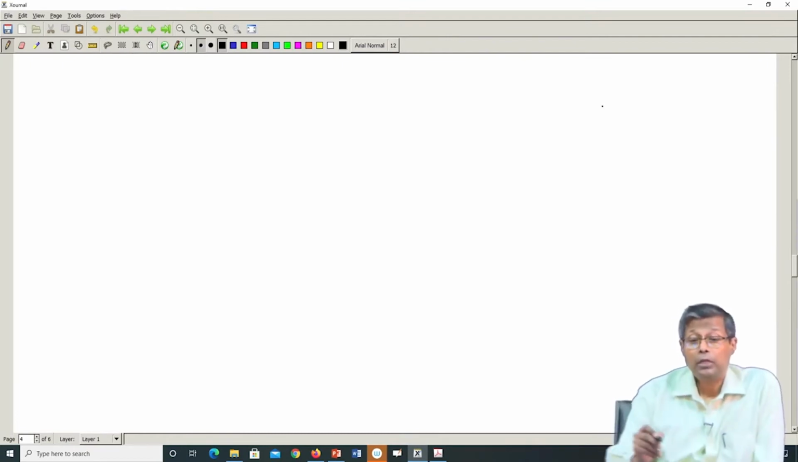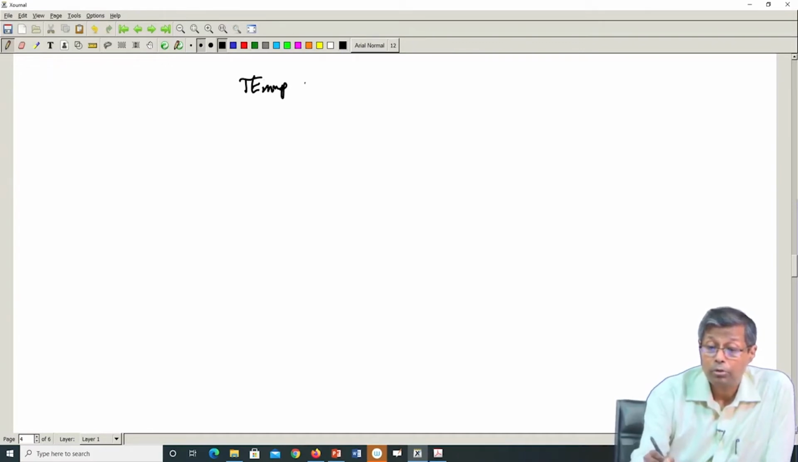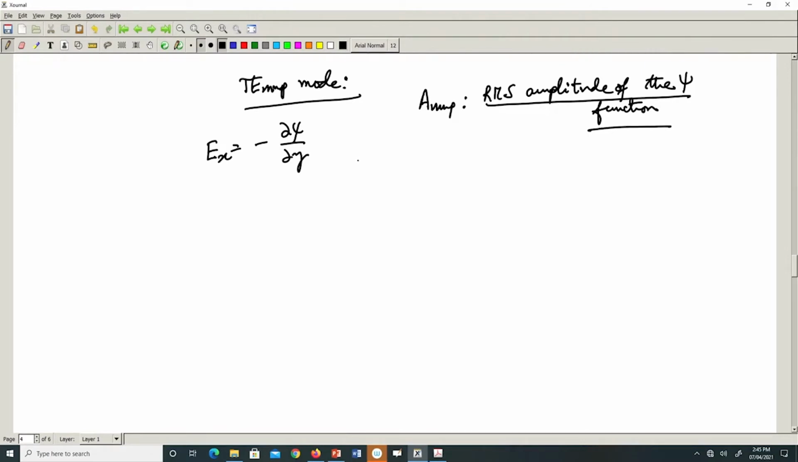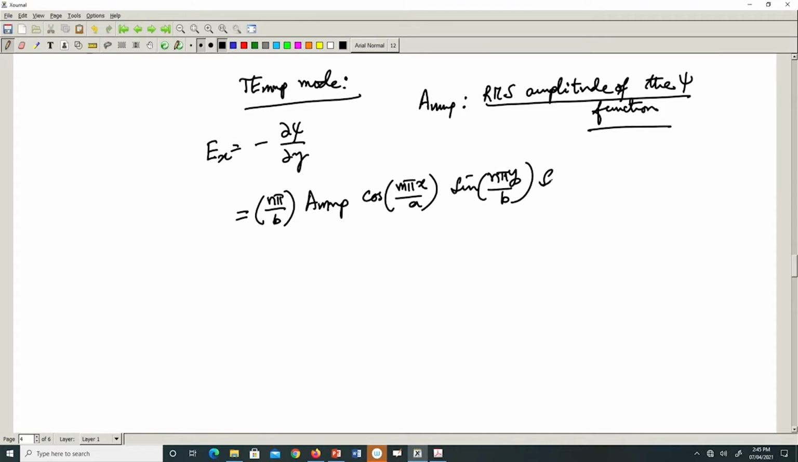So, let us consider, for example, the TE mnp mode. E x is given by minus del psi del y, and if A mnp is the RMS amplitude of the psi function, that can be written as n pi by b, A mnp, cos m pi x by a, sin n pi y by b and sin p pi z by c.